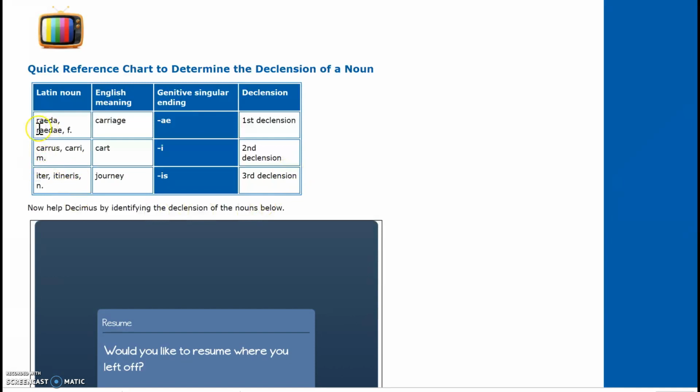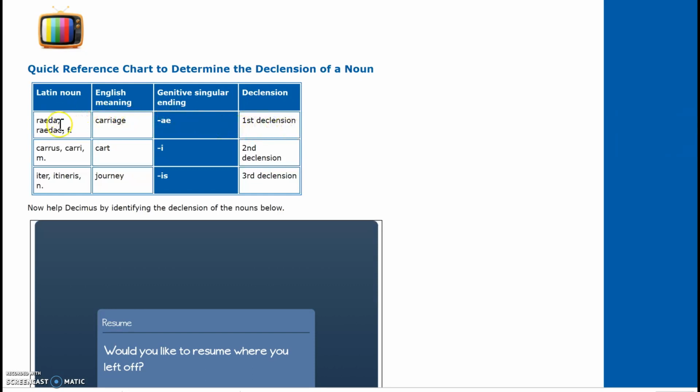The first declension is raeda, raedae, and it says here that it's feminine. It means carriage, and the genitive singular is ae. If you look back here at the Latin noun, you see 2 forms listed, raeda, raedae. That raedae, that second form there, is the genitive form. So if you take off the ae, you're going to have the base of the noun, which would be R-A-E-D, okay? Raed, okay? And that lets you know that you're looking at a first declension noun.